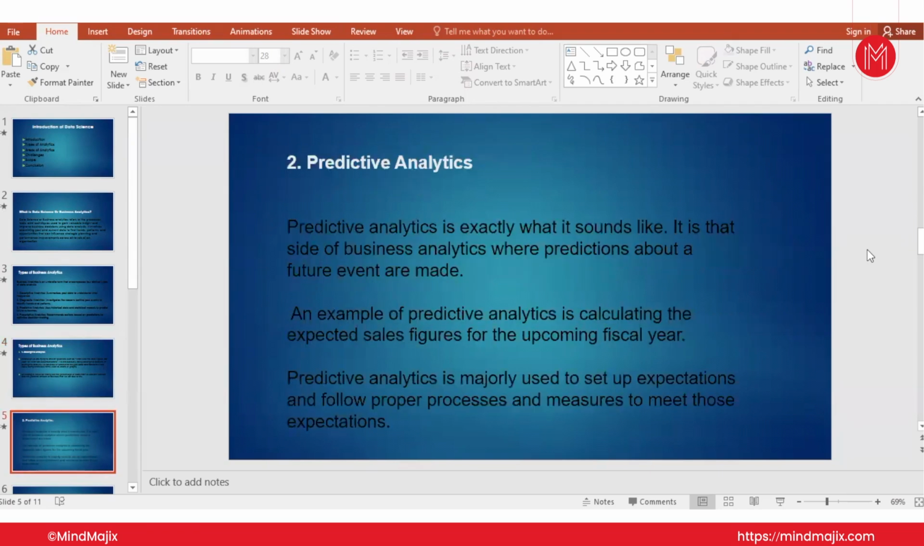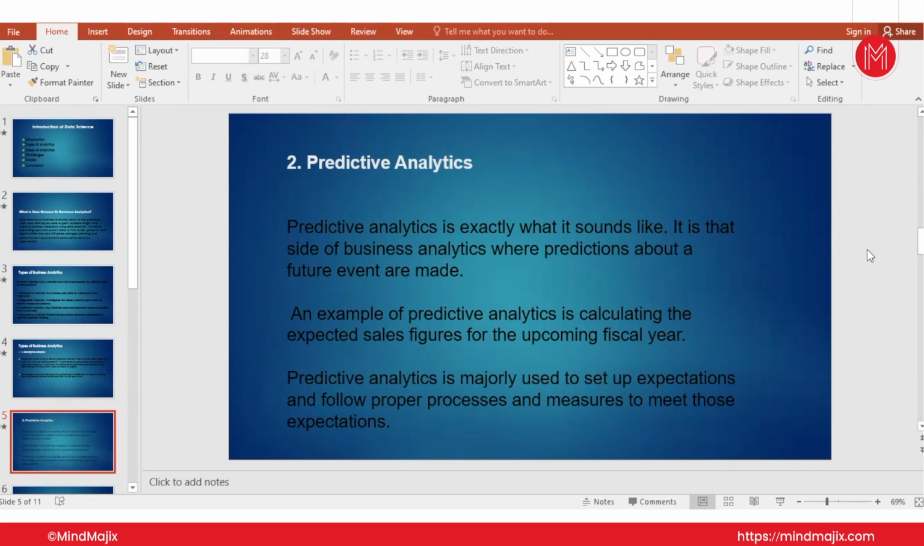Next one is predictive analytics. Predictive analytics is exactly what it sounds like. It is the side of business analytics where predictions about future events are made. So in that we are trying to predict over the data. First, we need to understand the data and the historical trend, and after that we will draw some hidden insights, and with the help of graphs or visualizations, we will try to predict what the upcoming outcomes will be.